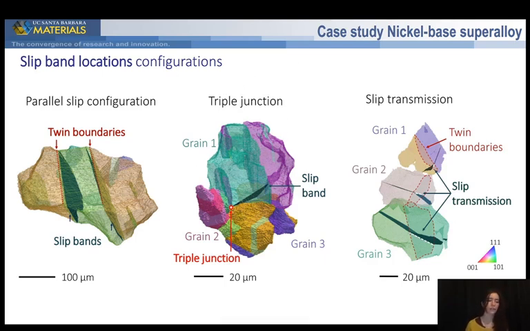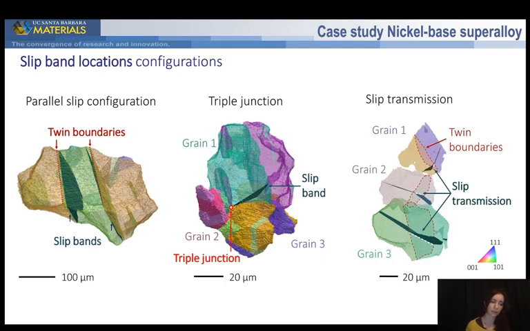The second configuration we see quite often is shown in the middle. It involves a slip band emanating from a triple junction. In that particular case, the junction between grains 1, 2, and 3 is shown with a red marker, and the slip band connects directly to it.